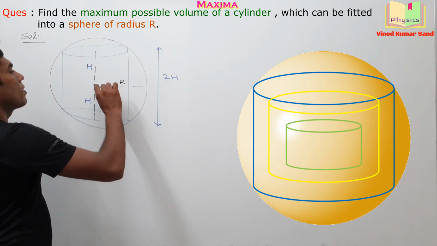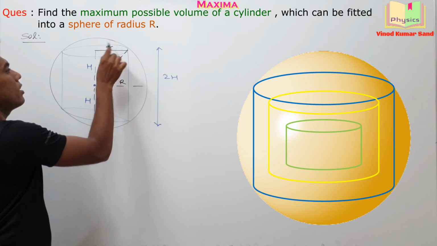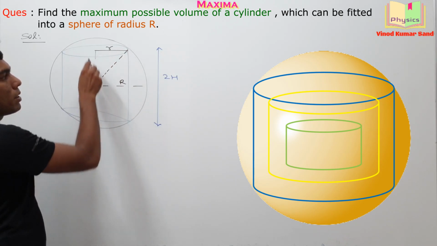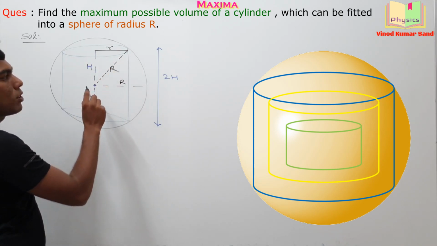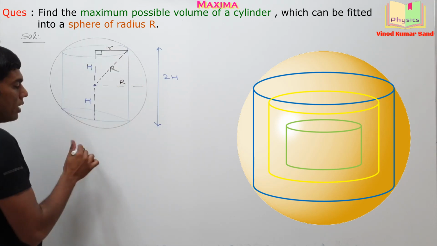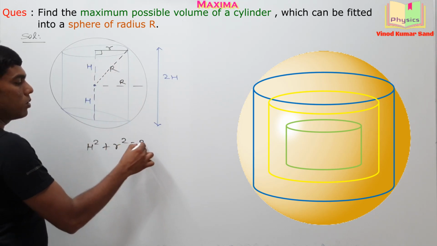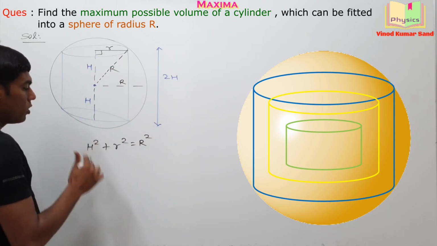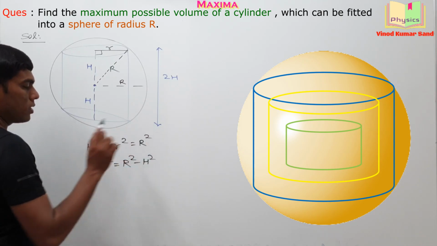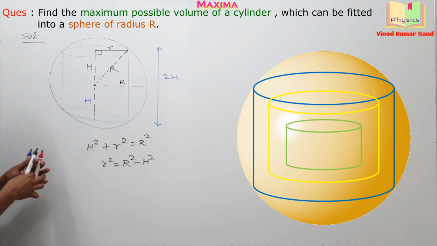Let's say we try to obtain the radius of the cylinder, r. For that we will be using the Pythagoras theorem in this triangle. The radius of the sphere was R. So if we use the Pythagoras theorem, h square plus r square should be equal to capital R square. So r square is equal to R square minus h square. Do you agree?